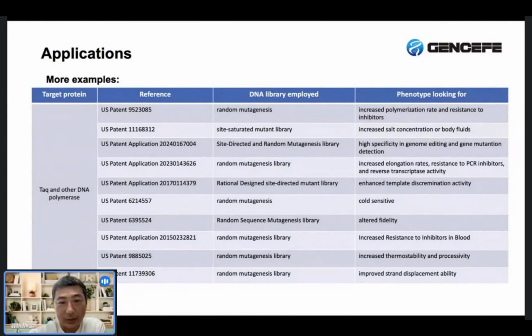They include random mutagenesis libraries, site-saturated mutant libraries, and also rationally designed mutant libraries. And the phenotypes they are looking for include activities and resistance to inhibitors and other beneficial phenotypes.